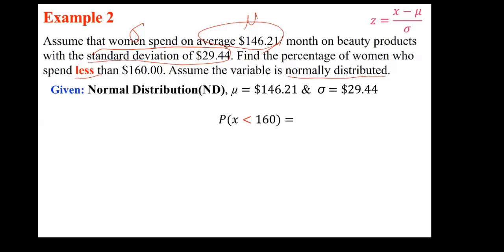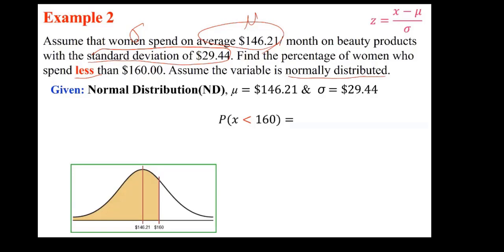Practically we're done because we understood what the question is asking. So all we have to do is to go from X to Z, table or technology, find the answer, you're done. Okay, so X is less than 160. So with that being the case, this is what we are looking for. We find the Z score, X minus mu over sigma.